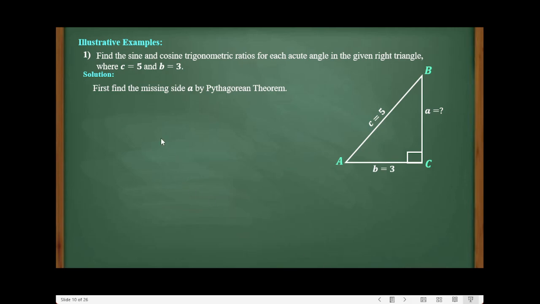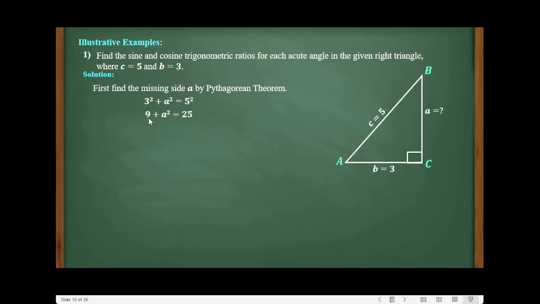Of course, for our solution, we need to find first the missing side denoted by small letter A, and we use again the Pythagorean theorem. We know that the Pythagorean theorem states that what? The sum of the squares of the legs is equal to the square of the hypotenuse. Actually, we're using the equation b squared plus a squared is equal to c squared. So if we plug in the value of c and the value of b, that will give us 3 squared plus a squared is equal to 5 squared.